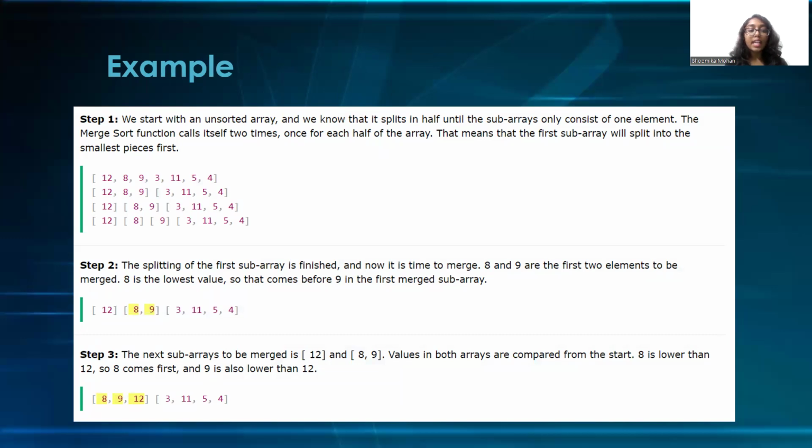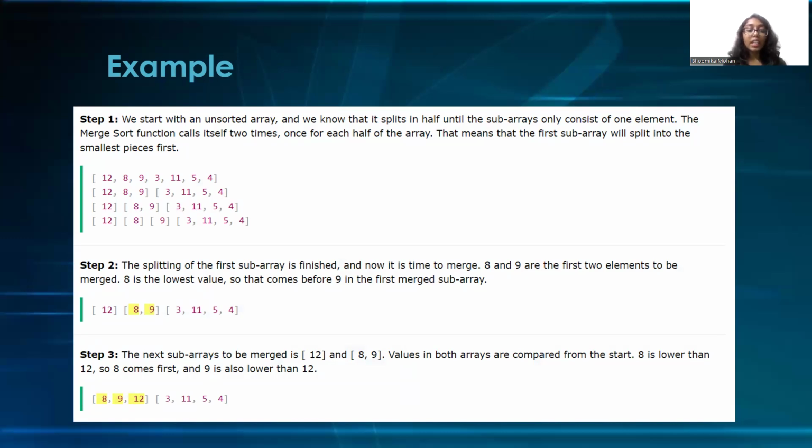Step 2, splitting of the first subarray is finished, and now it is time to merge. 8 and 9 are the first two elements to be merged. 8 is the lowest value, so that comes before 9 in the first merged subarray. So here it is shown that 12 is a separate array, 8 and 9 have been combined, and another array is 3, 11, 5, and 4.